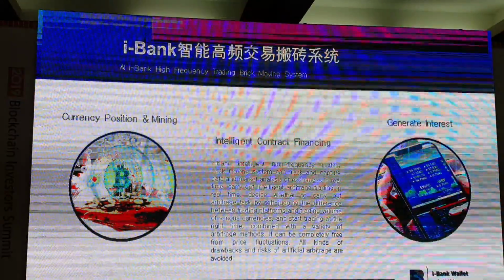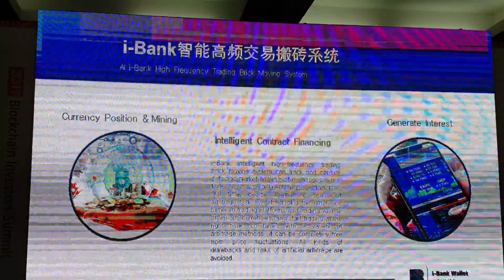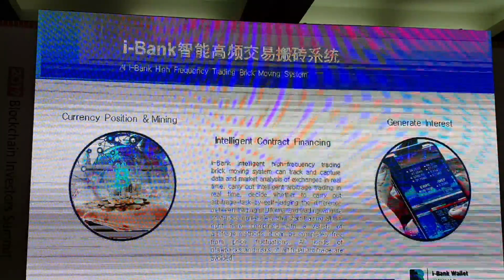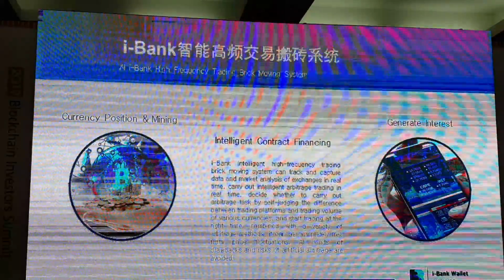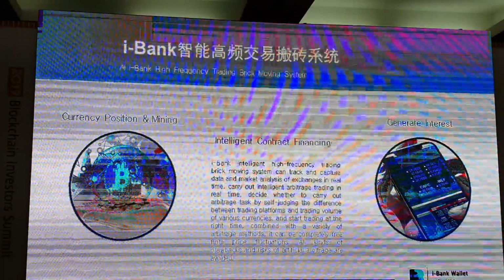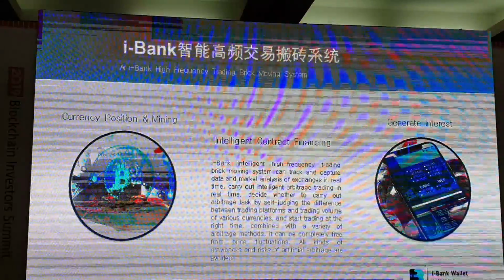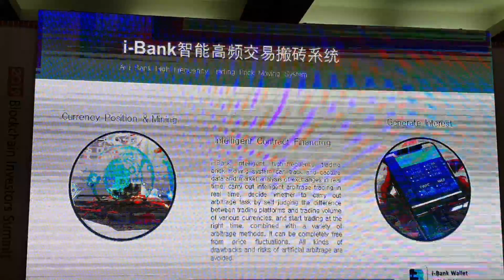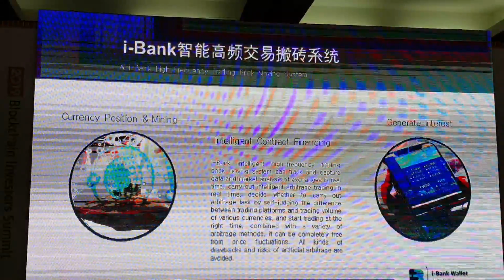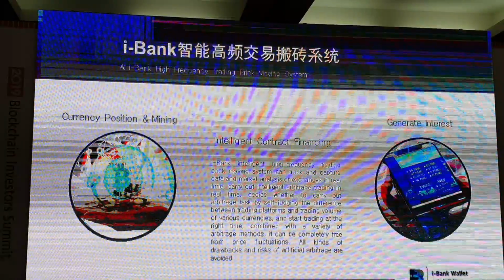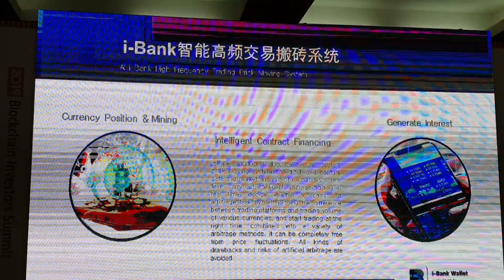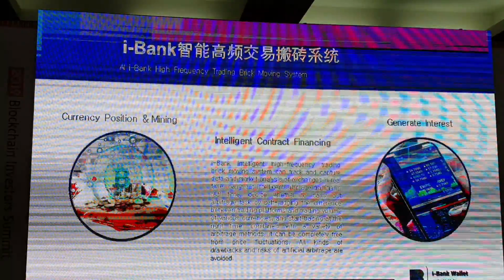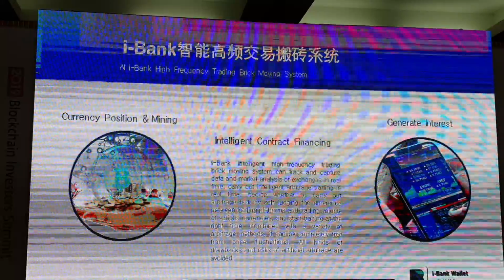And the next one is intelligent contract financing. ibank intelligent high-frequency trading, breaking the system contract, captures data and market analysis of exchanges in real time. Carry out intelligent arbitrage trading in real time. It decides whether to carry out arbitrage tasks by self-judging the difference between trading platforms and trading borders for various currencies, and starts trading at the right time, combined with a variety of arbitrage methods. It can be completely free from price fluctuation. All kinds of drawbacks and risks of artificial arbitrage are avoided.